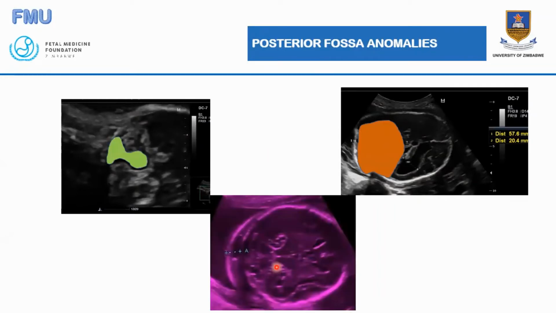Or you may see that there is no cerebellar vermis in between the 2 cerebellar hemispheres here, and this is vermian agenesis. Vermian agenesis could be partial or complete, but this is complete vermian agenesis we have here. So these are some of the abnormalities with variable outcomes, with variable neurological outcomes.